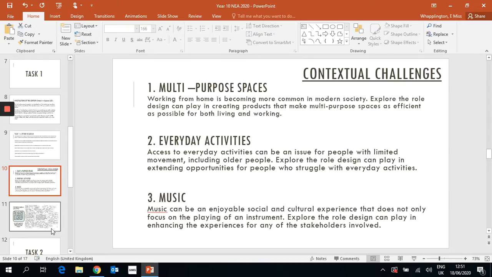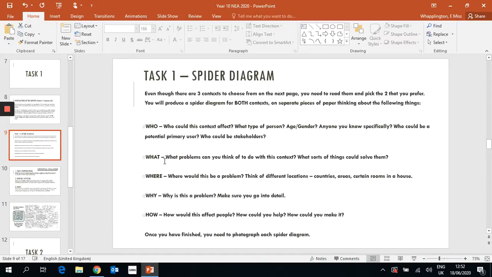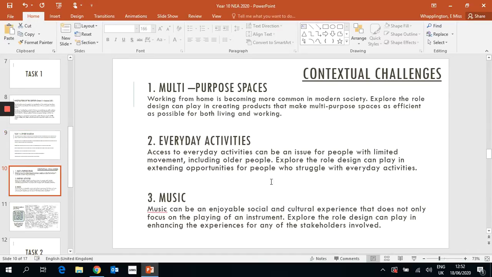Okay, so you should have two spider diagrams that look like this. You must write the full context in the title. Okay, so put the title, write the text, these sections around it. The sections around it are found there: what, where, why, how, and then they are your context. That is the first task that you should have done already by now. Okay? If you haven't done it, you need to start working on it as soon as possible.